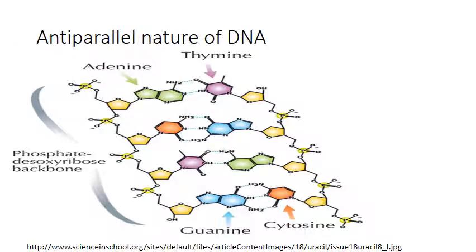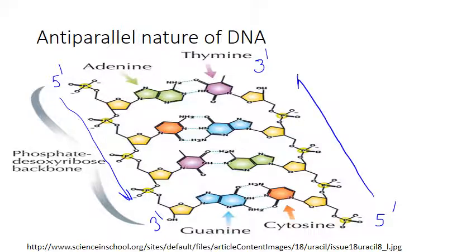Two strands of DNA are called antiparallel. That means they run parallel but in opposite directions. If we observe this strand, this end is called 5' end and the other end is called 3' end. In case of other strand, this end is known as 3' end and this is called 5' end. These two strands are running in opposite direction. That is why two strands are antiparallel.